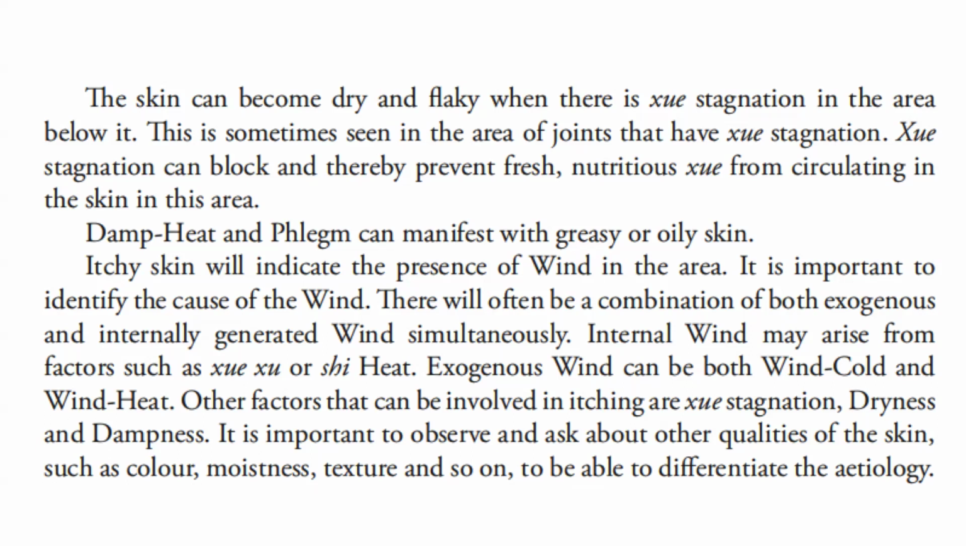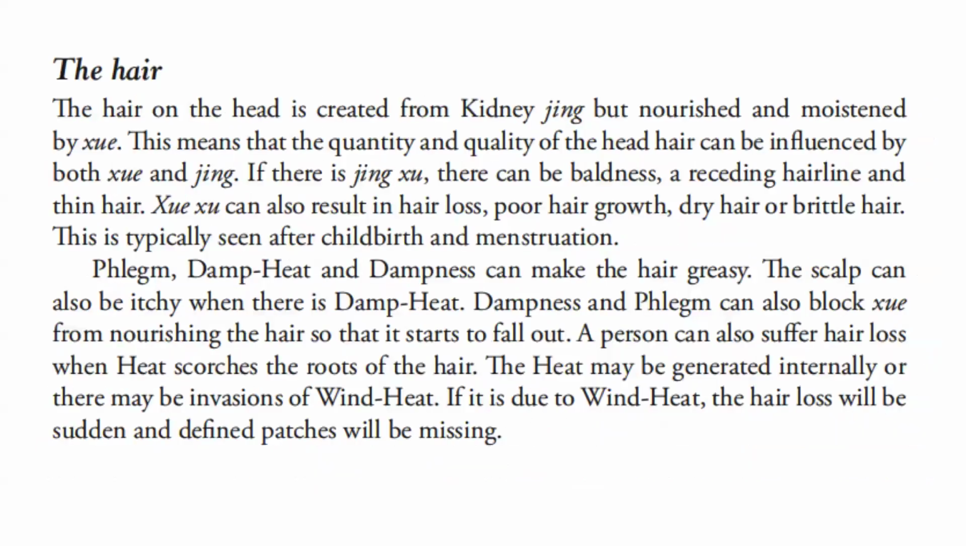Itchy skin will indicate the presence of wind in the area. It is important to identify the cause of the wind. There will often be a combination of both exogenous and internally generated wind simultaneously. Internal wind may arise from factors such as xue xu or shi heat. Exogenous wind can be both wind cold and wind heat. Other factors that can be involved in itching are blood stagnation, dryness, and dampness. It is important to observe and ask about the other qualities of the skin, such as color, moistness, texture, and so on, to be able to differentiate the etiology.